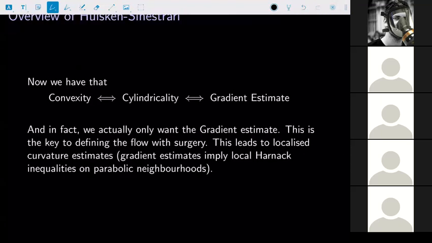But in fact, all of these things can imply each other. The cylindricality result implies the convexity result, and the gradient estimate implies the cylindricality result. So if you can prove either the cylindrical result or the gradient estimate, then you can get the convexity result. But the convexity result doesn't make sense for high codimension. So you may as well try to prove the cylindrical result or the gradient estimate. In fact, they're equivalent to each other: from the cylindrical result you can prove the gradient estimate, and from the gradient estimate you can prove the cylindrical result by a blow-up argument.